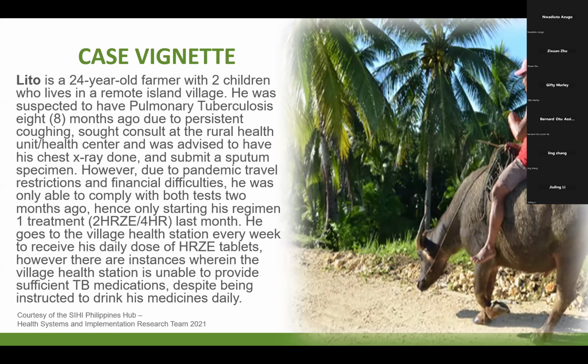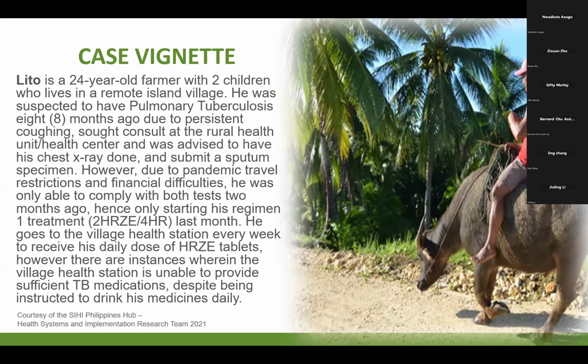He was suspected to have pulmonary tuberculosis 8 months ago due to persistent coughing, and he went to the rural health unit or the health center to consult, and he was advised to have his chest x-ray done and to submit a sputum specimen. However, due to the pandemic travel restrictions and financial difficulties, he was only able to comply with both tests 2 months ago. So there was a 6-month delay, and hence only starting his regimen, his treatment last month.